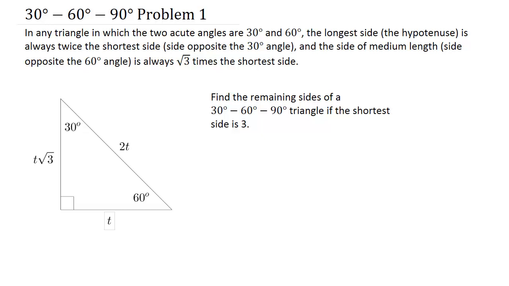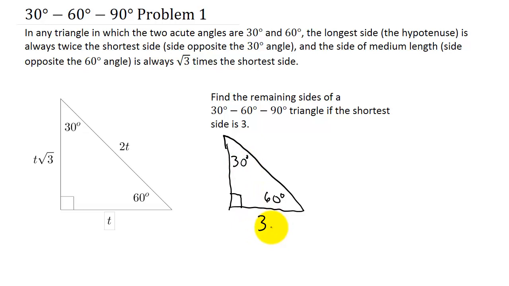So here in this problem it says find the remaining sides of a 30, 60, 90 degree triangle if the shortest side is 3. Alright, so that's telling us that this side here, the side opposite the 30 degree angle, is 3. So let's just sketch a triangle here. There's our right angle. There's the 30 degrees, and here's 60 degrees. And so they're telling us that this side here is 3, the shortest side, the side opposite the 30 degree angle.